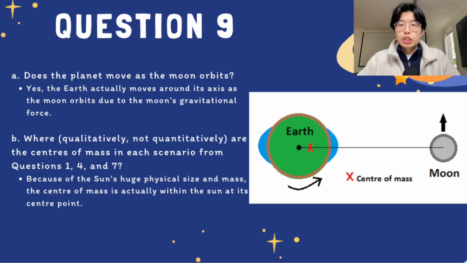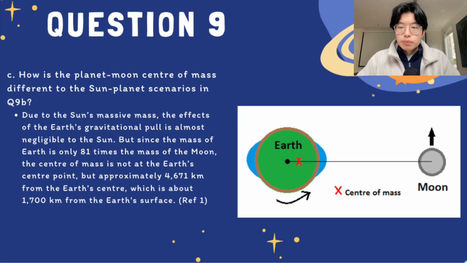And now my answer to question 9. Does the planet move as the Sun orbits? Yes, the Earth actually oscillates slightly around its axis as the Moon orbits the Earth due to the Moon's gravitational force and pull. This is different to the Sun and Earth scenario, where the Sun didn't move at all during its orbit. This is because of the Sun's huge physical size and mass, where the center of mass is actually within the Sun at its center point.